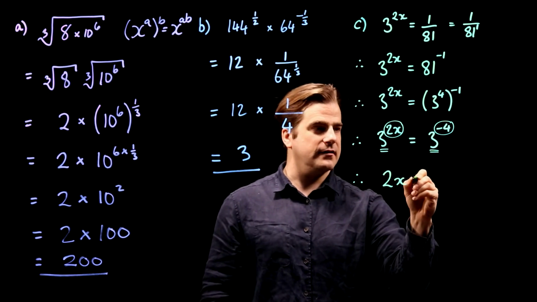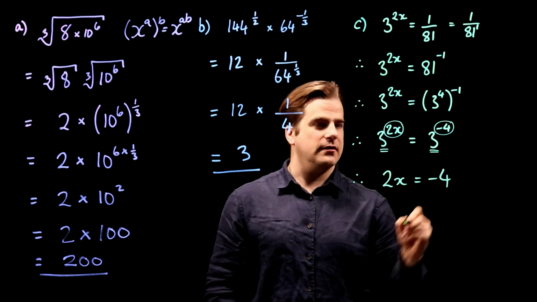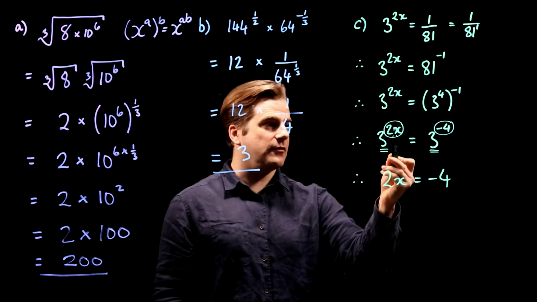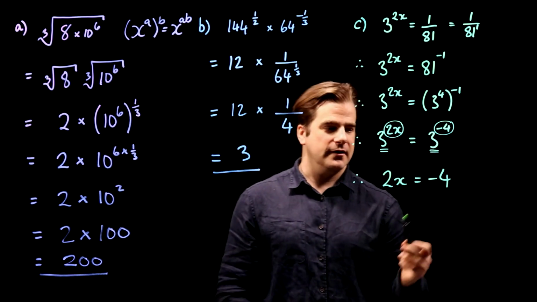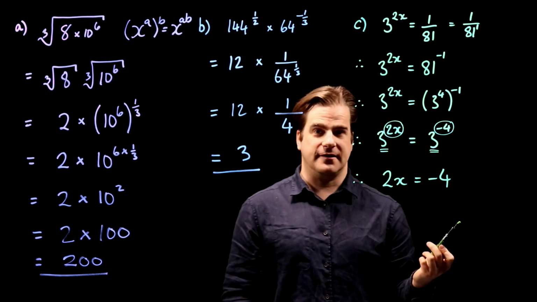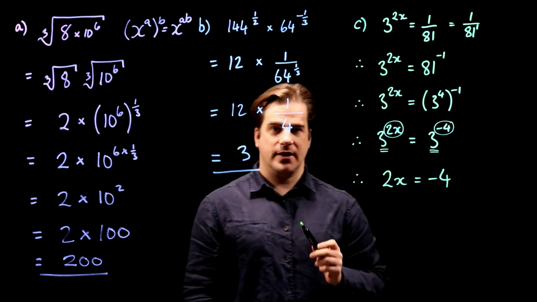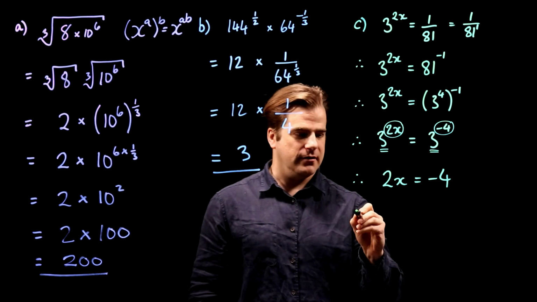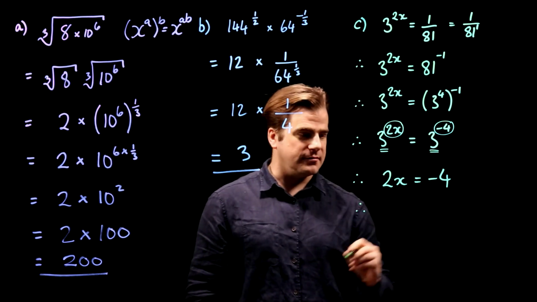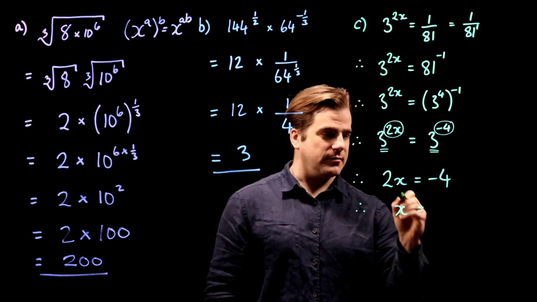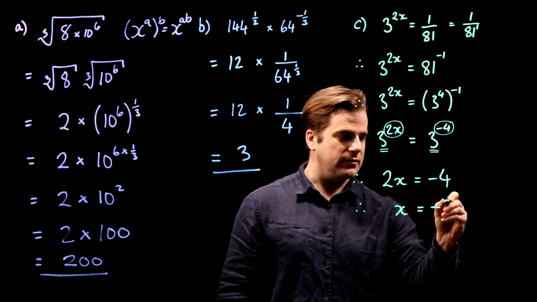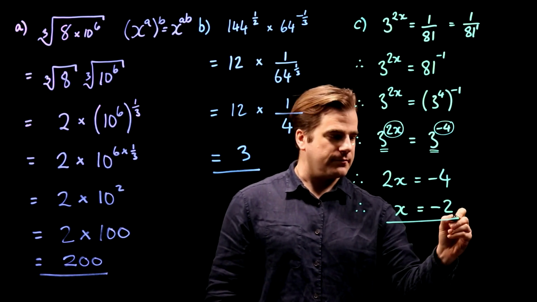Therefore, 2x equals minus 4. And the thing we want, x, is no longer up in the air in some power. It's in a much more familiar, easy to solve form. It's a simple equation. So now we just solve it. Therefore, well, x is minus 2. Minus 2 times 2 is minus 4. And that's it.